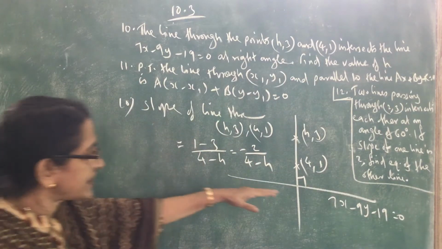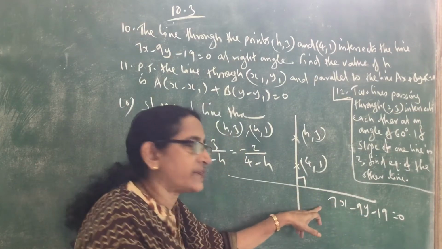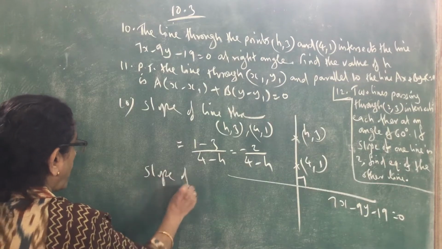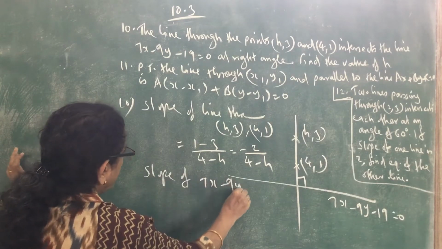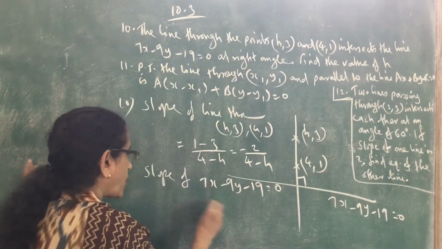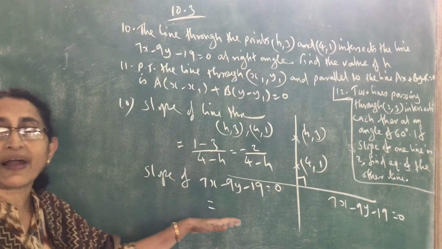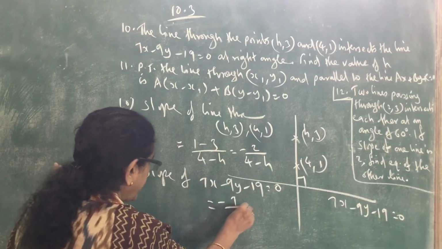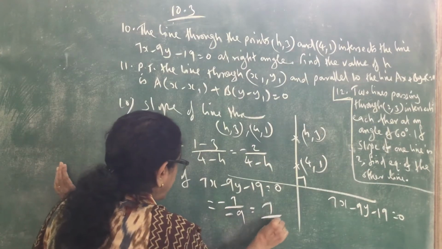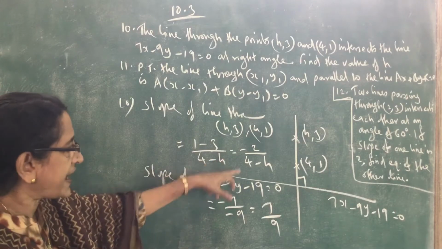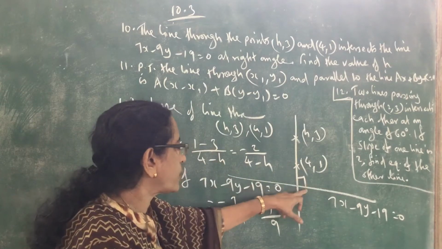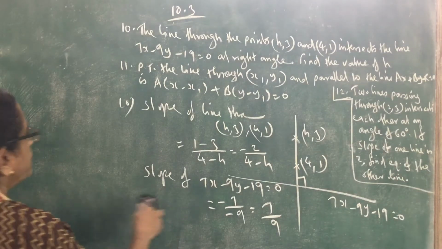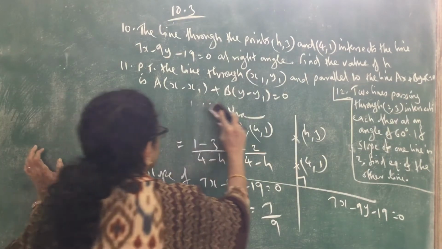Now the slope of this line, the equation of the line is given. From that we can find the slope. So the slope of the other line, that is the slope of 7x minus 9y minus 19 equal to 0, equals minus a by b, minus coefficient of x by coefficient of y. So minus 7 by minus 9, that is 7 by 9. So we got the slope of both the lines, and since the lines are perpendicular, the product of the slopes equals -1. So we can apply that condition and find the value of h.